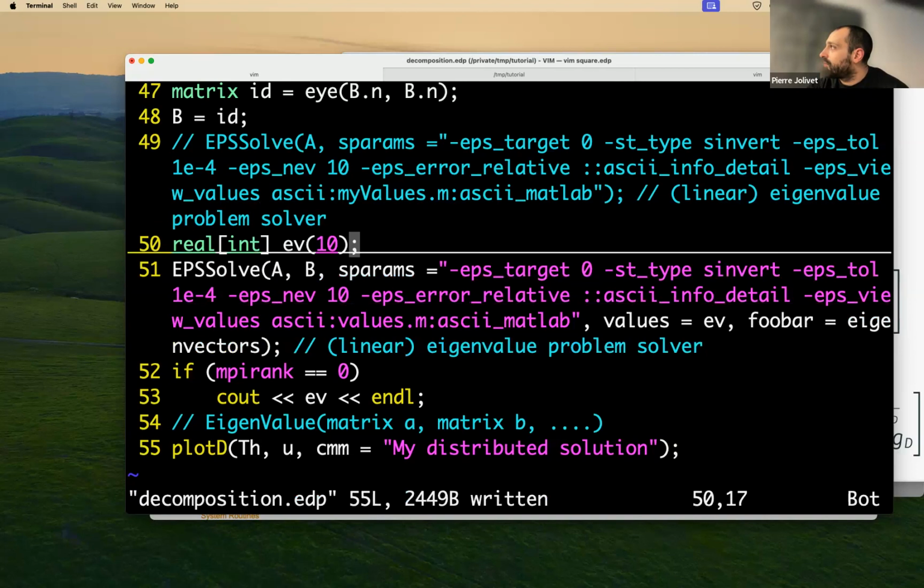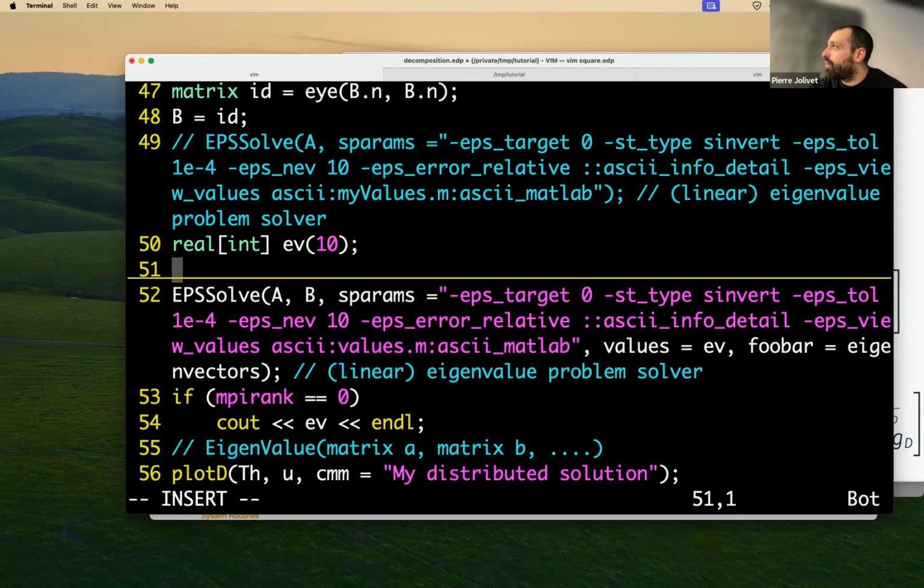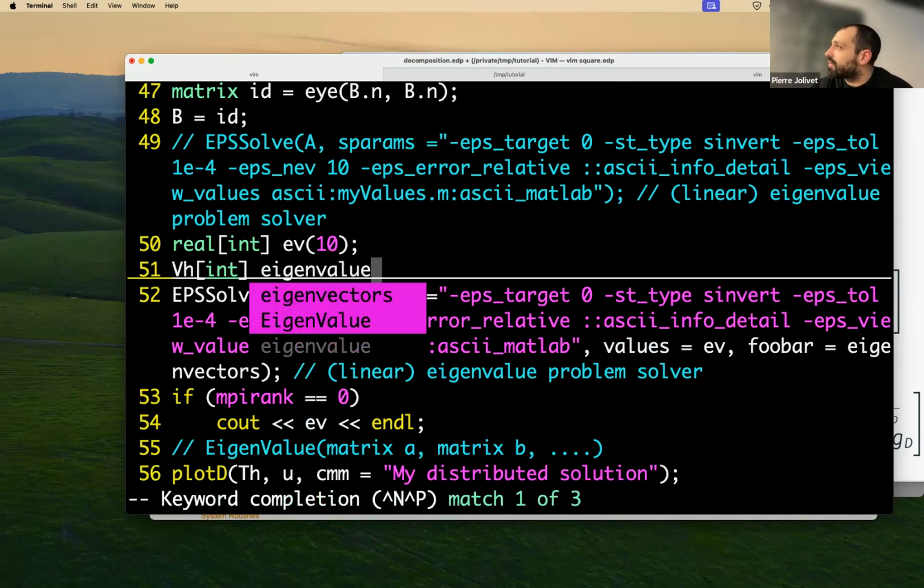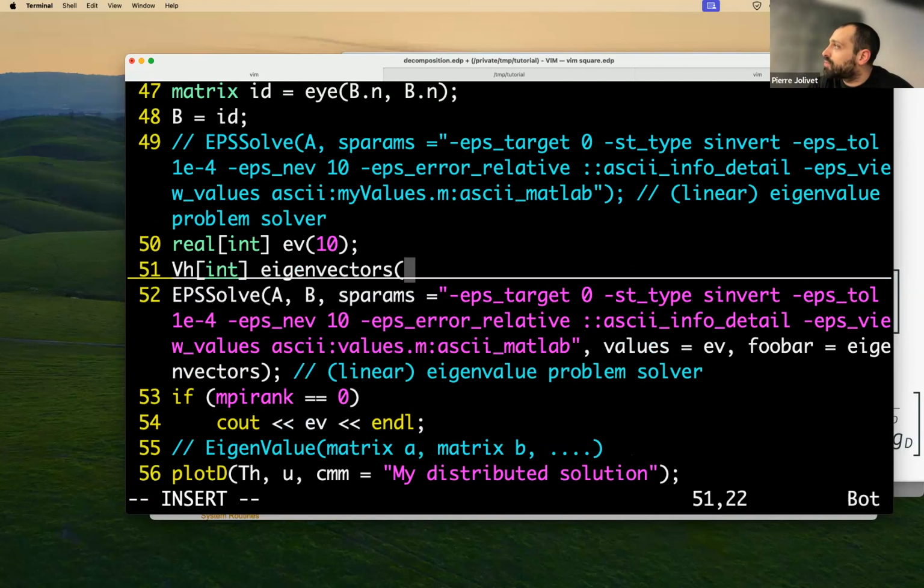So what we know is that the eigenvectors will be an array of finite element functions. And so my finite element space is called Vh. And so an array of finite element functions can be parameterized as Vh bracket int. And so this is eigenvectors. And so it will also be of size 10.